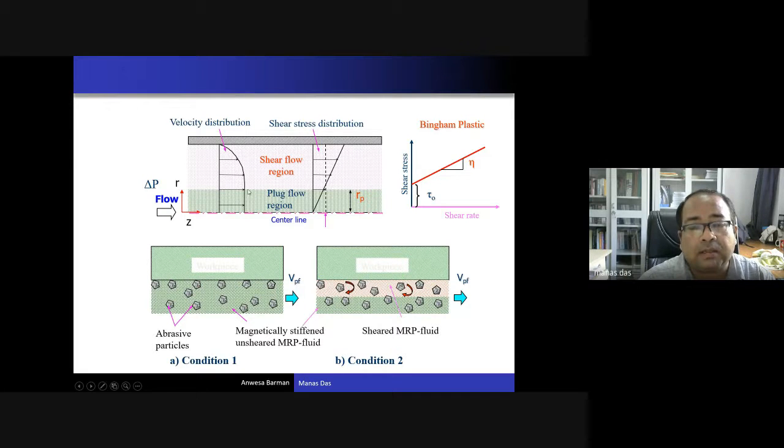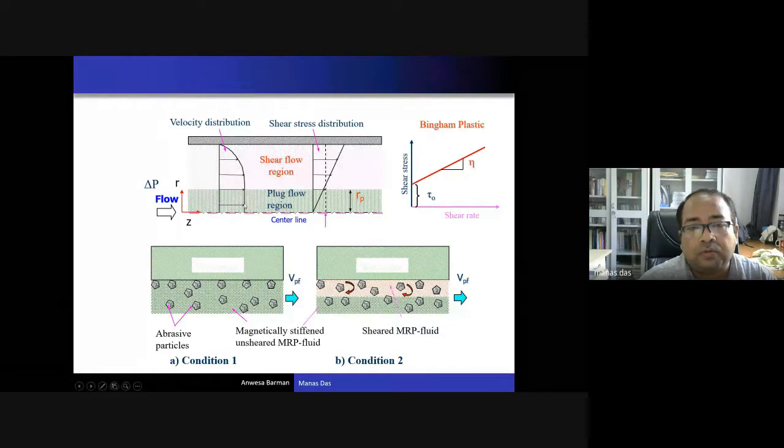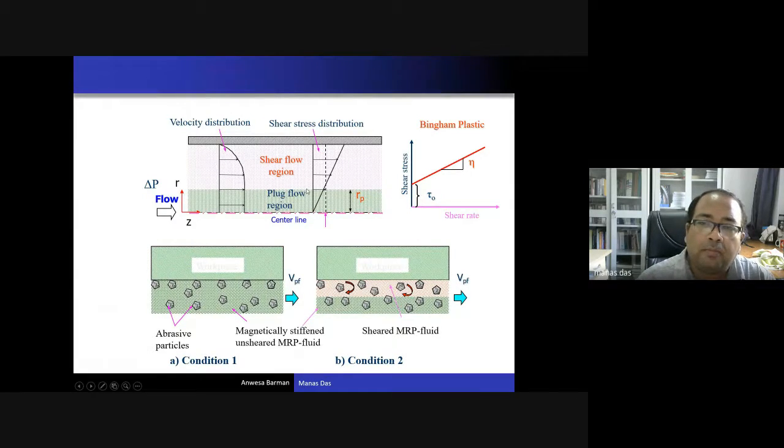At the center, this is the plug flow region, or solid core region. There is a certain radius, which I can call the critical radius. Up to this critical radius, the shear rate, the rate of change of shear, is 0. But in this zone the fluid is flowing, because shear stress is maximum at the wall and minimum or 0 at the center. So in this zone the fluid is sheared. It is the yielded zone, and the other is the unyielded zone, or plug flow region.